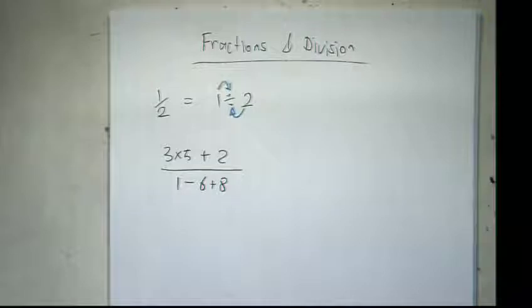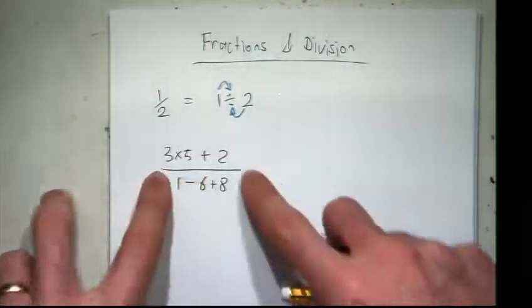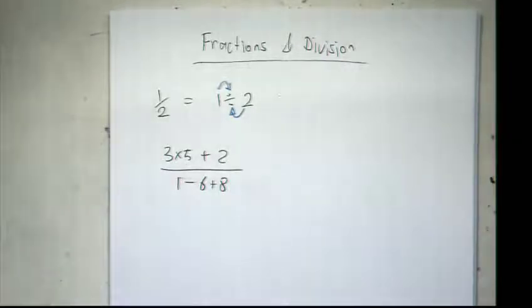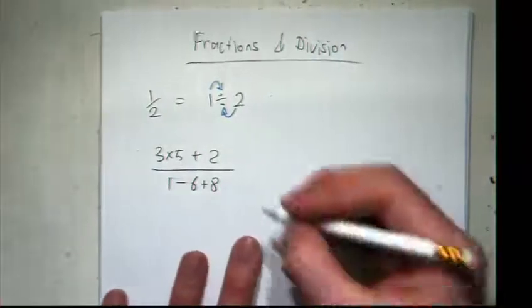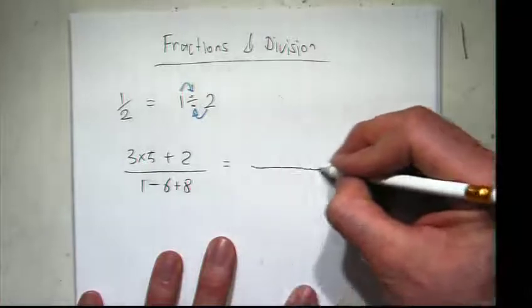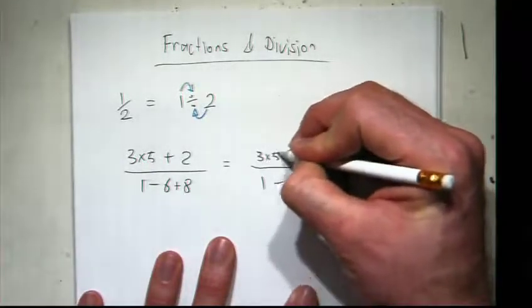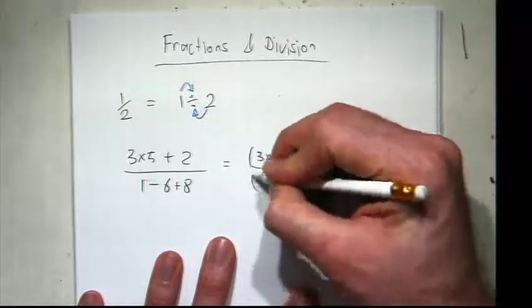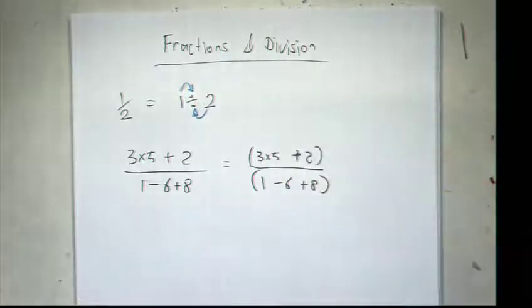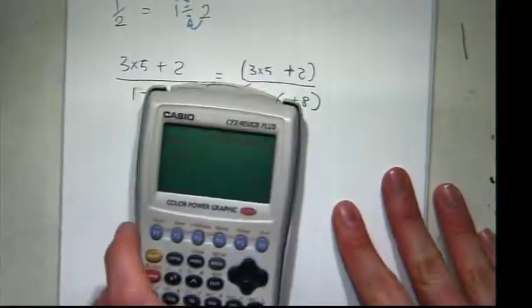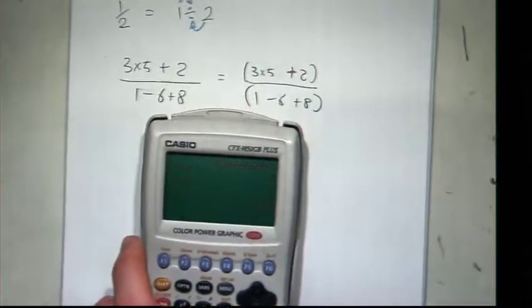The important thing to realise is that this fraction bar is holding together the things on the top and the bottom, so I need to put brackets in if I want my calculator to tell me what it is. So it's really the same as this. I'm going to need those brackets to get my calculator to do it. I'm just going to see if I can see them both at once.